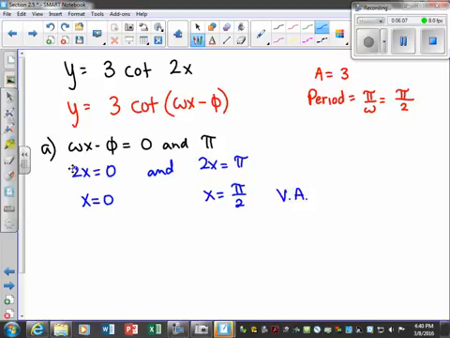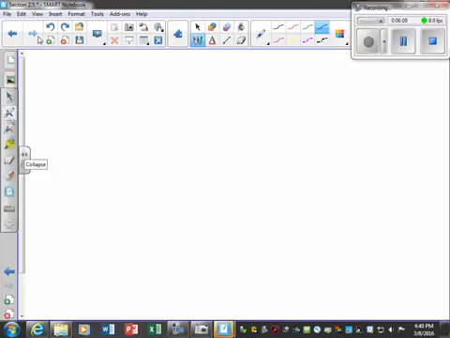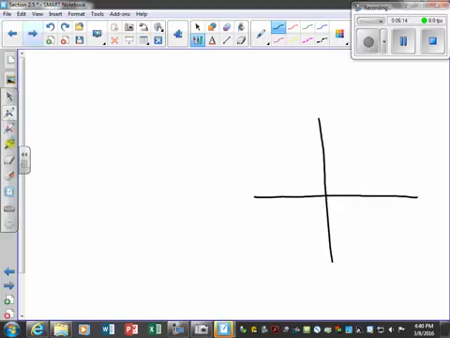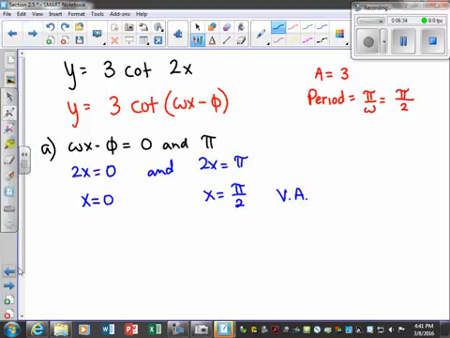We'll jump over here to the next page and try to sketch that out. So between 0 and pi over 2, this vertical asymptote is right on 0, and this one is at pi over 2. Okay, that's the information we find in part A.